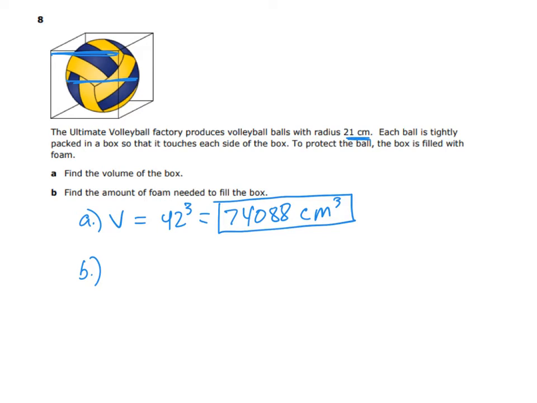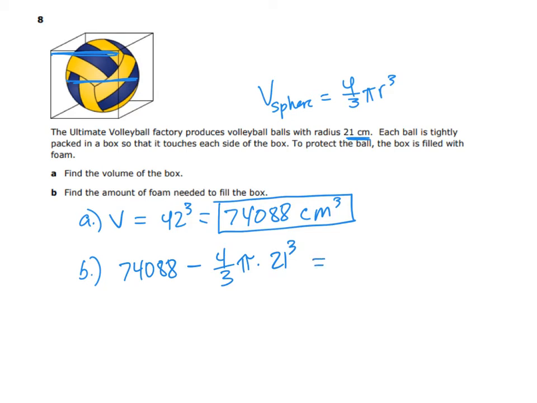Then part B says, find the amount of foam needed to fill the box. Well, what we're going to do is take the volume of the box, and notice this was an exact value, so I can go ahead and use that, 74,088, minus the volume of the ball. The volume of a sphere is 4/3 pi r cubed. So that's going to be minus 4/3 times pi times the radius of 21 cubed. Okay, so that is arithmetic that we can do on the calculator.